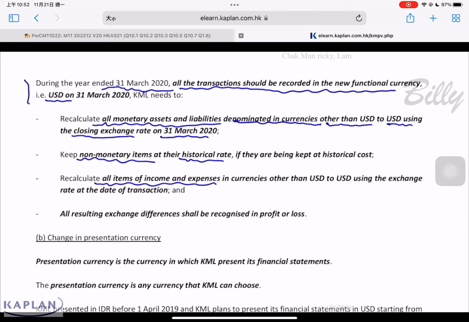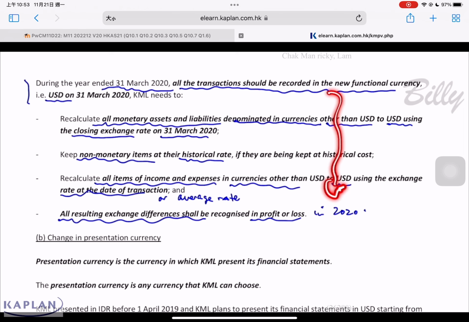Income and expense items that are not in US dollar will be translated to US dollar using the exchange rate at the date of the transactions. For practical reasons, we may also use the average rate for recording purposes. All exchange differences will be recognized in profit and loss in 2020 for these translations.